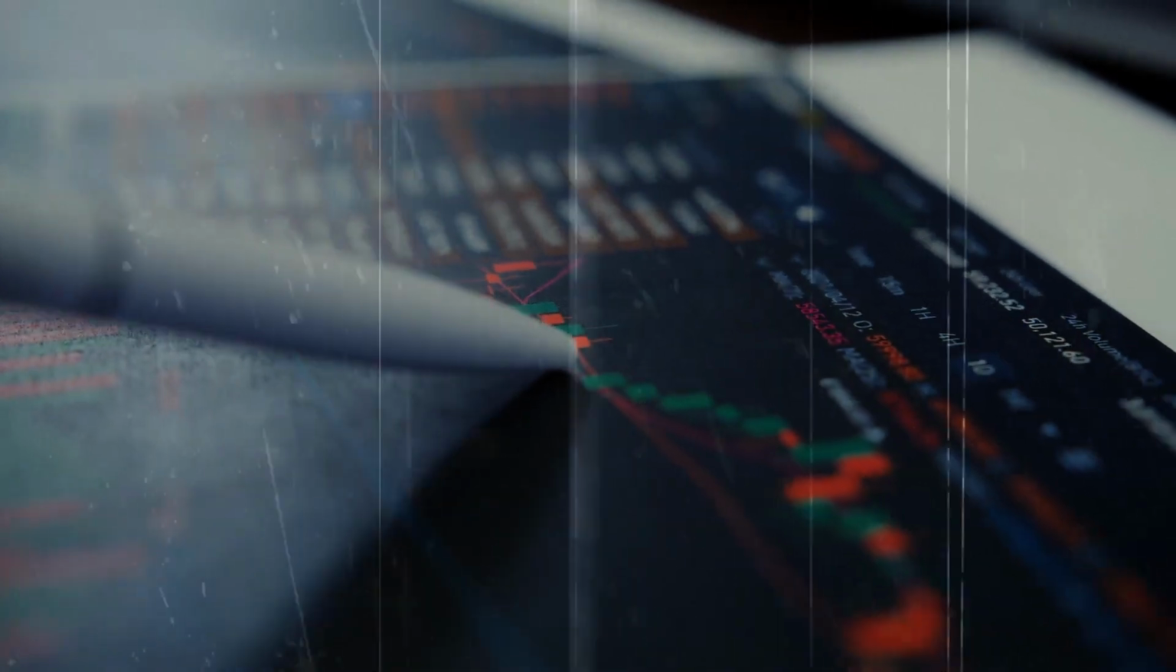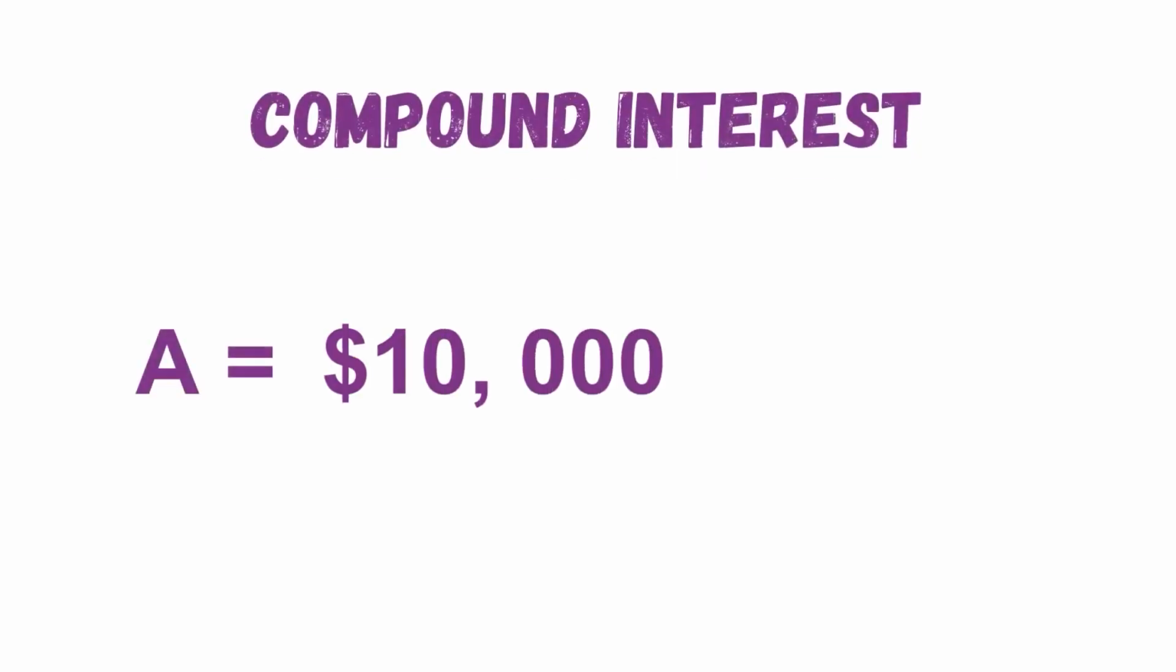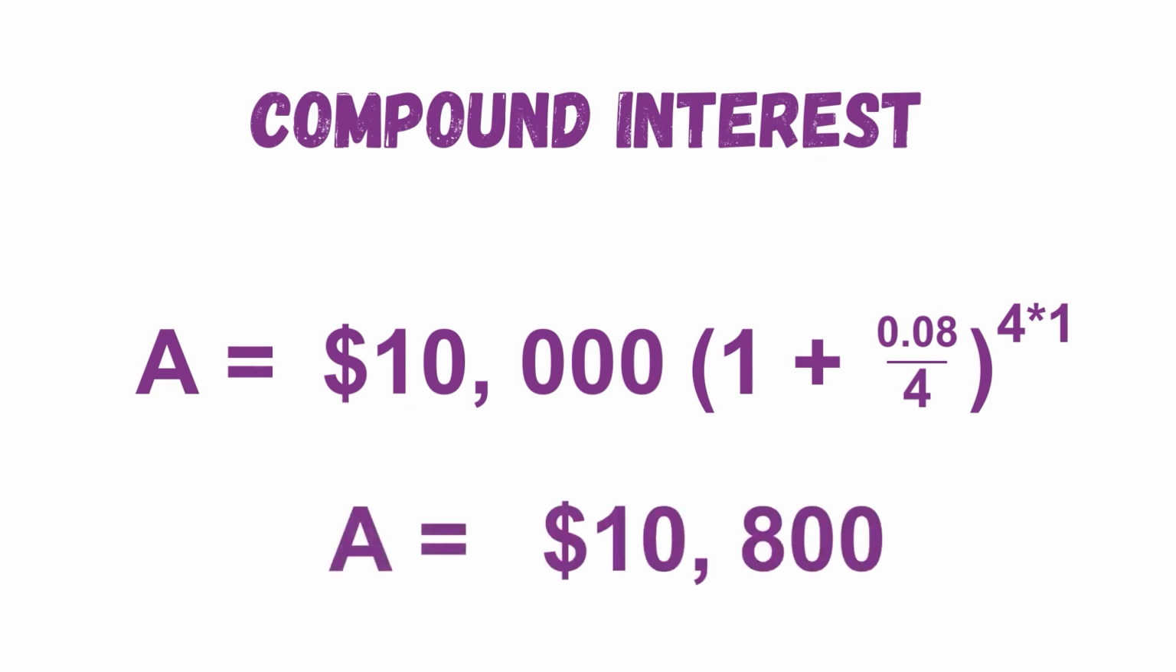To better grasp the concept, let's look at a hypothetical scenario. Imagine you invest $10,000 with an annual interest rate of 8%, compounded quarterly. After 1 year, you'd earn $800 in interest. But instead of withdrawing that interest, if you reinvest it, your principal for the next period becomes $10,800. Over time, as your investment compounds, the growth accelerates and your money starts working harder for you.